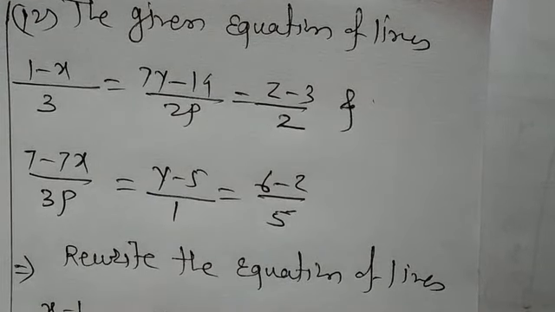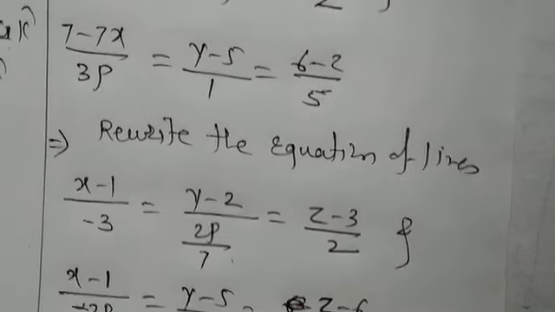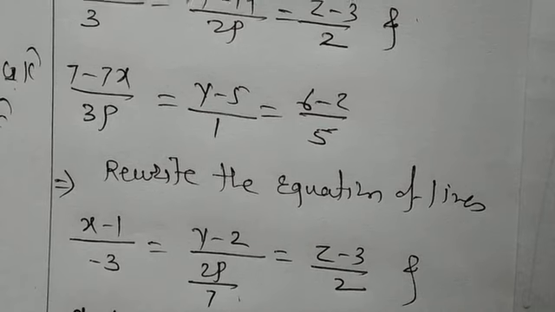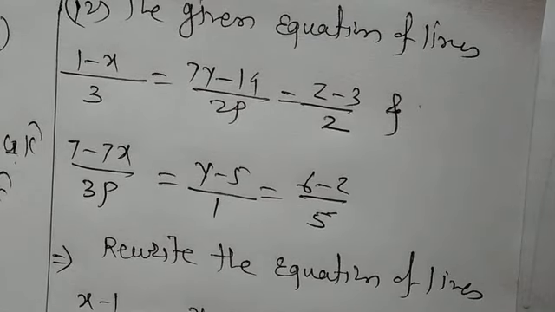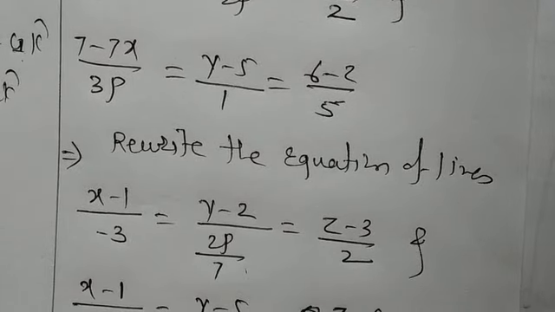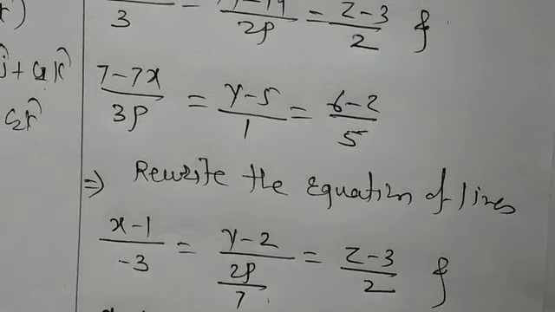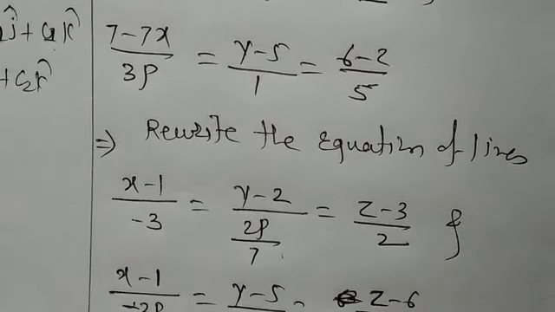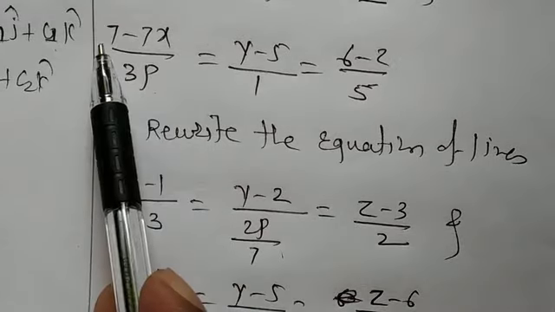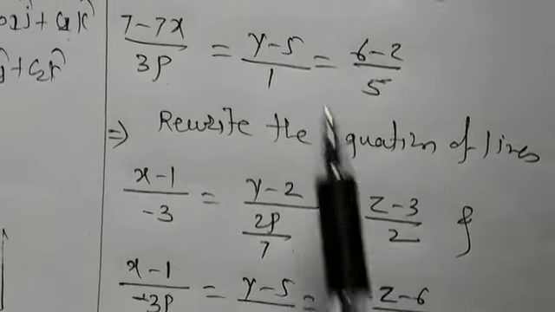So the equation of the line is given. Rewrite this equation: 1 minus x upon 3, we can write as x minus 1 by minus 3. Then take 7 common, y minus 2 upon 2p by 7, that is y minus 2 upon 2p by 7. Again z minus 3 by 2. Here again 7 minus 7x. Now 7 minus 7 is 3p, we take 7 minus 7 common, remaining x minus 1 upon 3p by 7. Y minus 5 by 1.